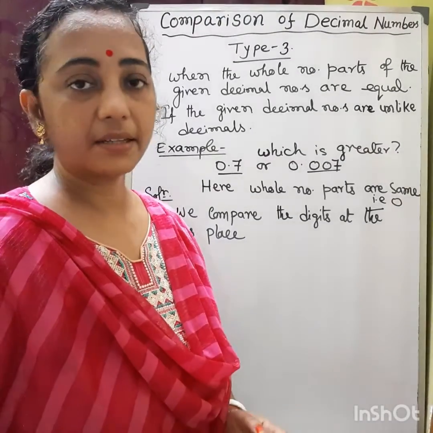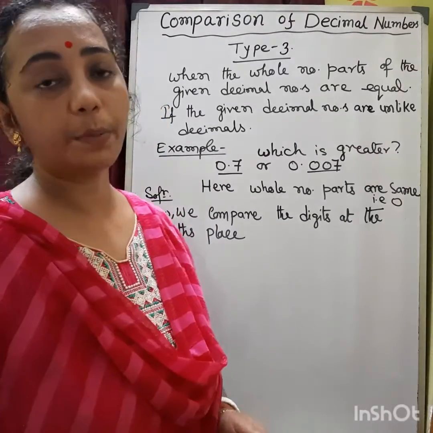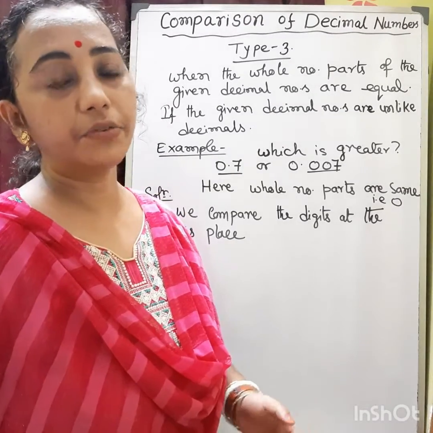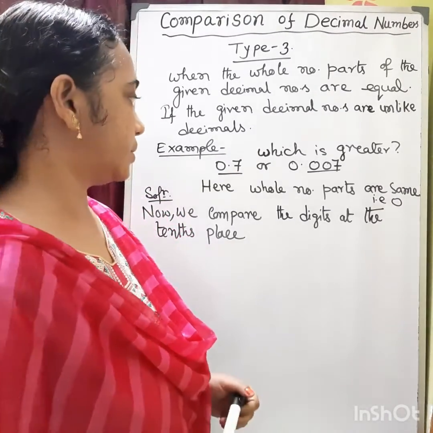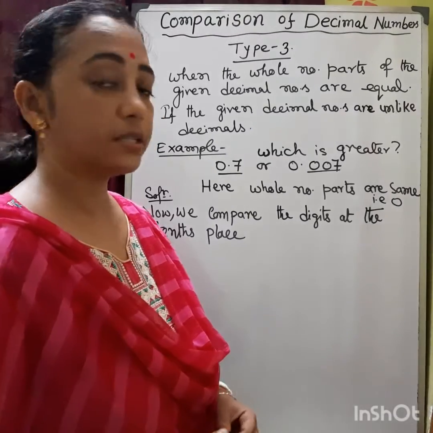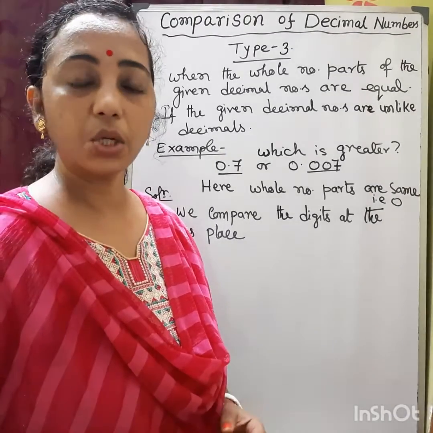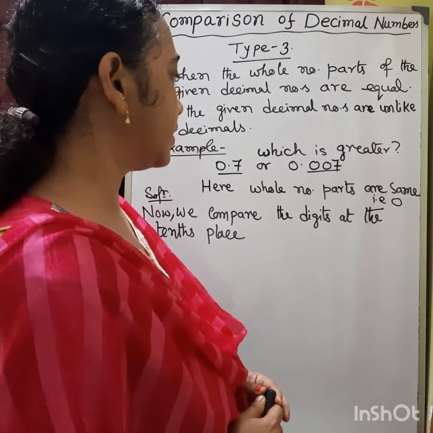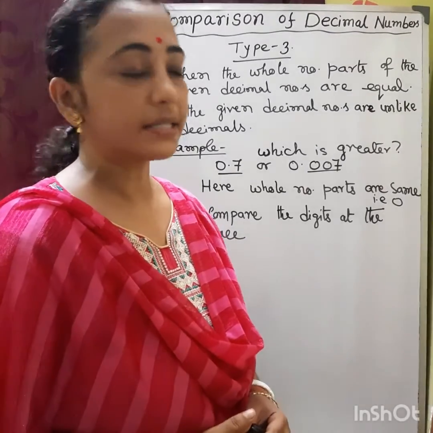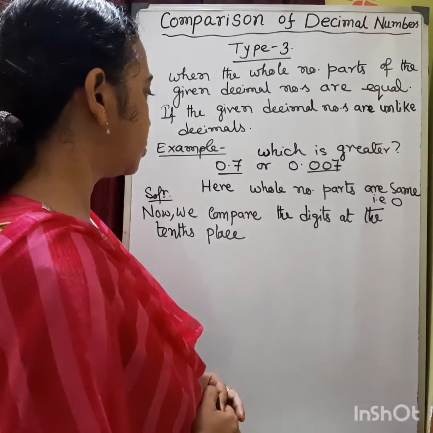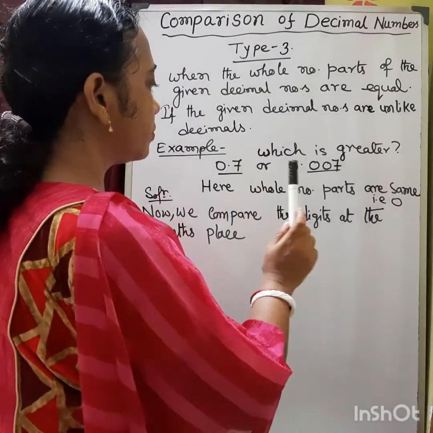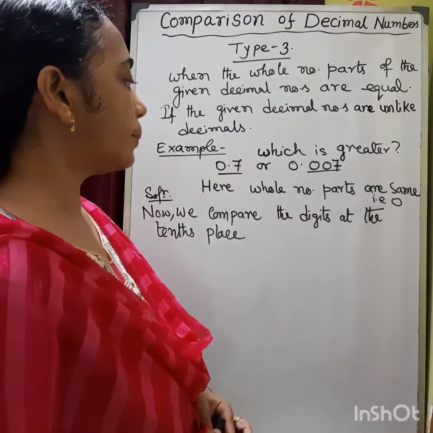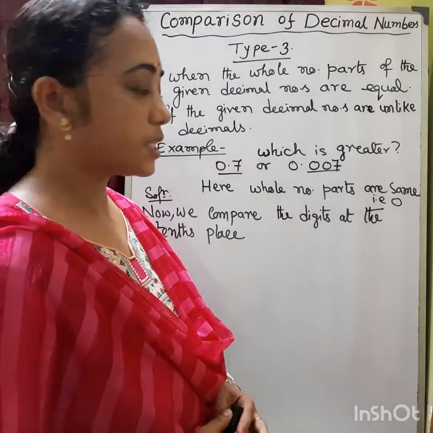Now let us consider another type, when the whole number parts of the given decimal numbers are equal and the given decimal numbers are unlike decimals. For example, which is greater, 0.7 or 0.007? So here whole number parts of both the given decimal numbers are same, that is 0. In the first case 0, in the second case also 0. So both are same. So now we compare the digits at the tens place.